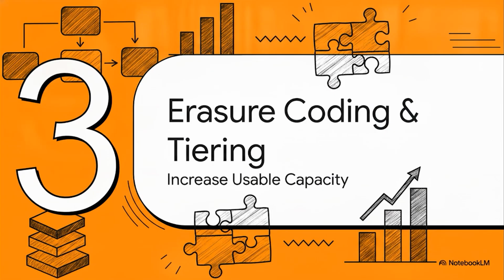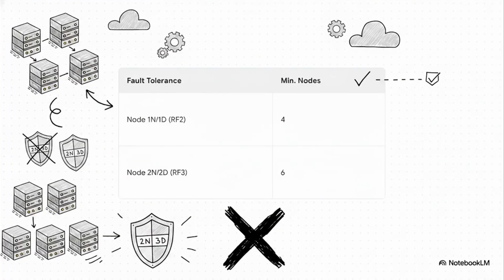Let's jump into Section 3, Erasure coding and tiering. For the exam, you really need to memorize these strict node minimums for erasure coding. EC has very specific requirements depending on your replication factor. If your cluster is set up for node 1n/1d fault tolerance, which equates to replication factor 2, you need a strict minimum of 4 nodes to even support erasure coding. If you're using node 2n/2d, which is replication factor 3, that requirement jumps up to a minimum of 6 nodes. Do not mix these up on test day, guys. RF2 needs 4 nodes, RF3 needs 6.